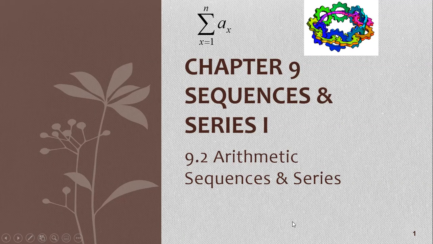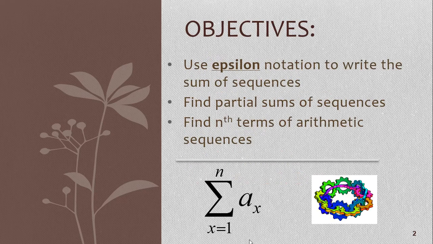Today we're going to look at Chapter 9, Sequences and Series. We're going to look at Section 9.2. We're going to skip 9.1 and take a look at Arithmetic Sequences and Series. And there's the objectives. You can take a look at that. We'll explain what all that means.